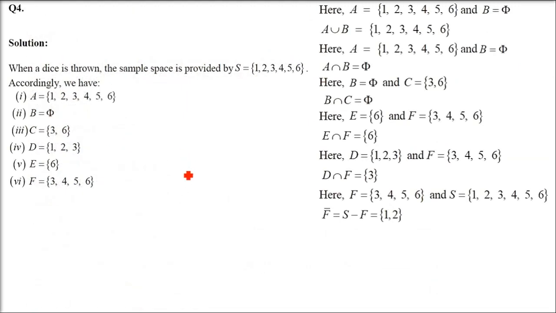Now this is question number 4. In a single throw of a die, describe the following events. Getting a number less than 7. So let us first recall that in a die, what will be the sample space? From 1 to 6, the value can come. 1, 2, 3, 4, 5 and 6.